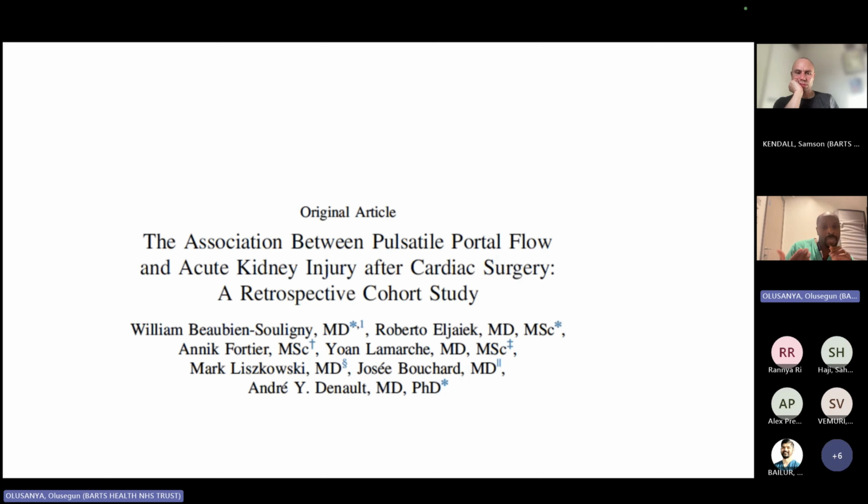And this is some of their early work. What they showed consistently was that if they used pulsatile portal flow as a marker of congestion, patients who had pulsatile portal flow when they came off bypass all did worse. They all stayed in ICU longer, they all got delirious, and they had acute kidney injury. Literally it was a linear correlation between how pulsatile your portal venous flow was and your kidney injury.